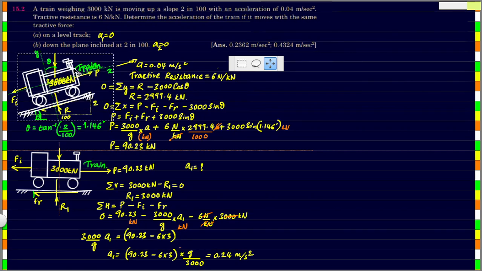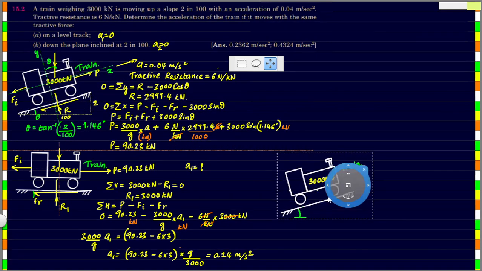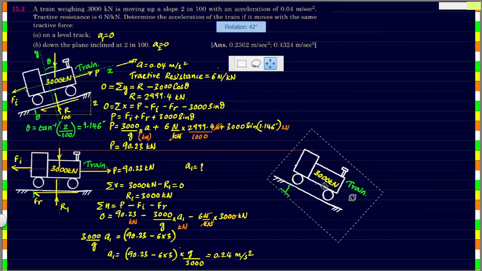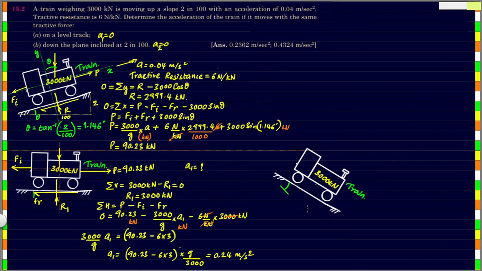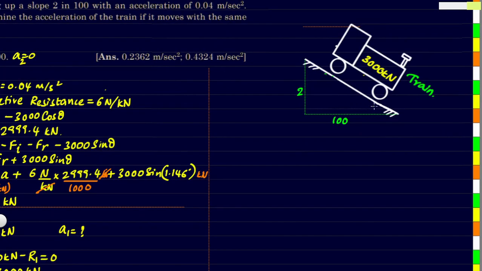Next, we will have to find the acceleration in the same train when it is going down the slope instead of up the slope. The slope is same, so this angle here becomes theta, value of which will remain same as before. Now once again, we will have to take the free body diagram of the train.